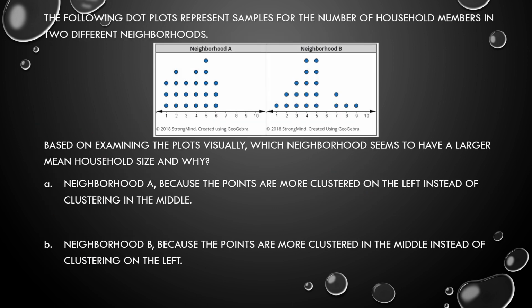Alright, next question says that we have this dot plot here and it represents samples for the number of household members in 2 different neighborhoods. Based on examining the dot plots visually, which neighborhood seems to have the larger mean in household size and why? So remember, mean is your average.